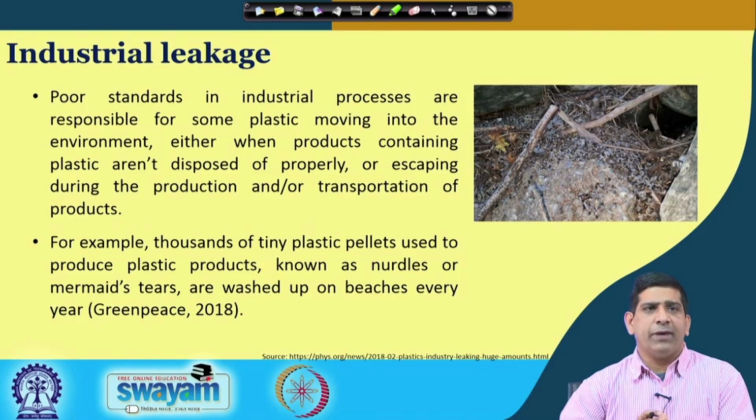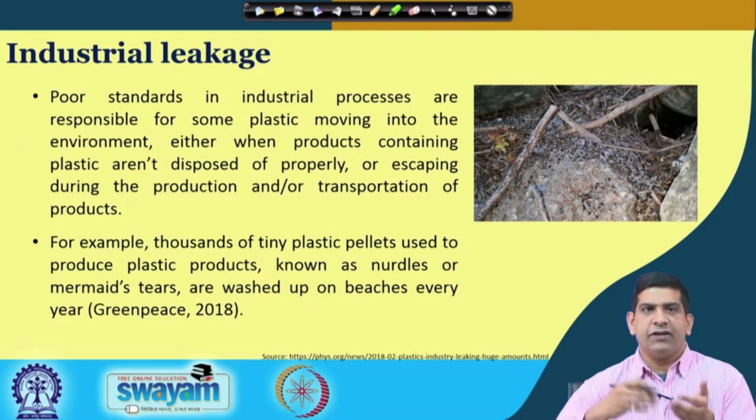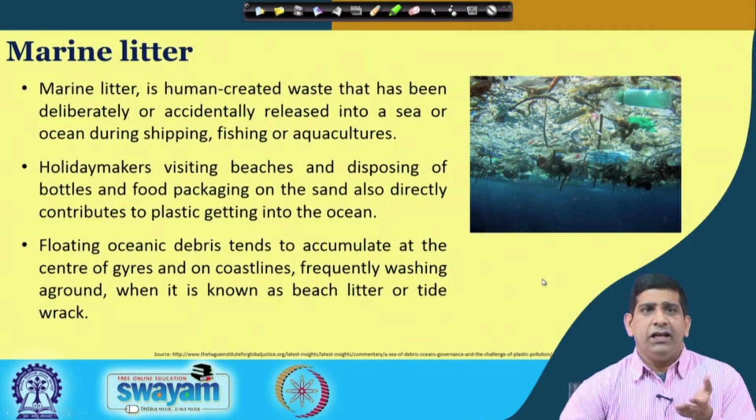Thousands of tiny plastic pellets used to produce plastic products, known as nurdles or mermaids' tears, are washed up on beaches every year. These are very tiny plastic pellets. So, those are your industrial leakages getting into the ocean. Marine litter, which is a big deal. This is how plastic pollution got attention, almost, I would say, 10 years ago now.